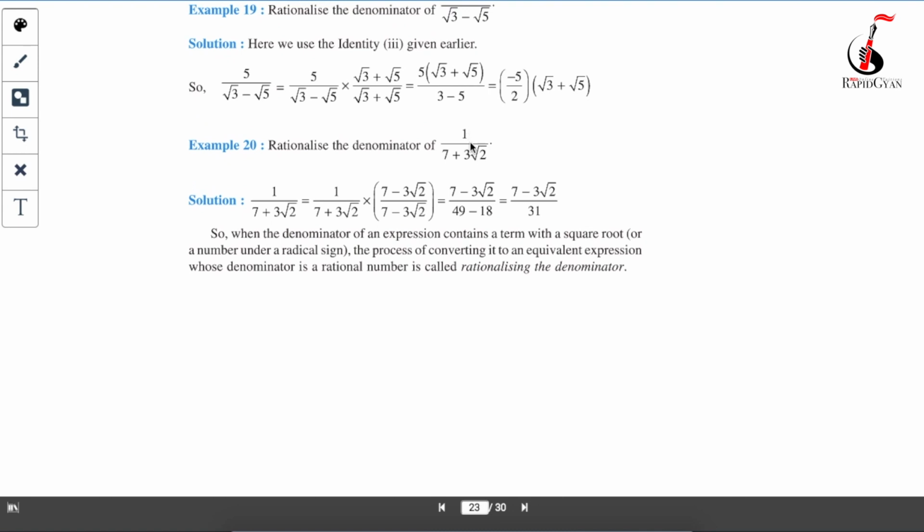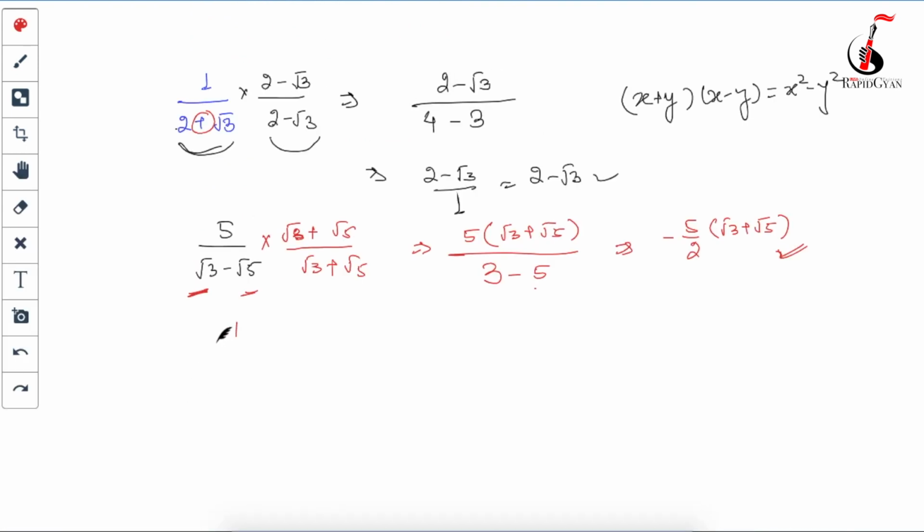Next question is beta, 1 upon 7 plus 3 root 2. Okay, let's solve this. 1 upon 7 plus 3 root 2. Very simple. What you will have to do? 7 minus 3 root 2 divided by 7 minus 3 root 2. Numerator will remain the same because it's being multiplied by 1. So 7 minus 3 root 2.